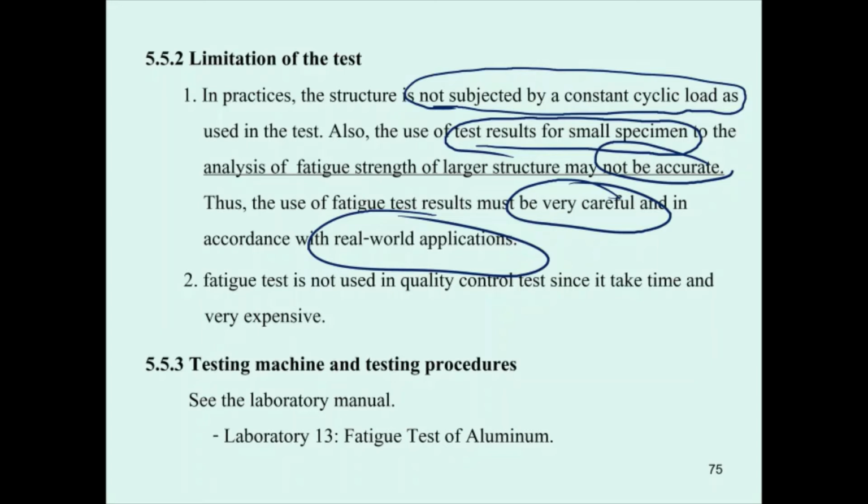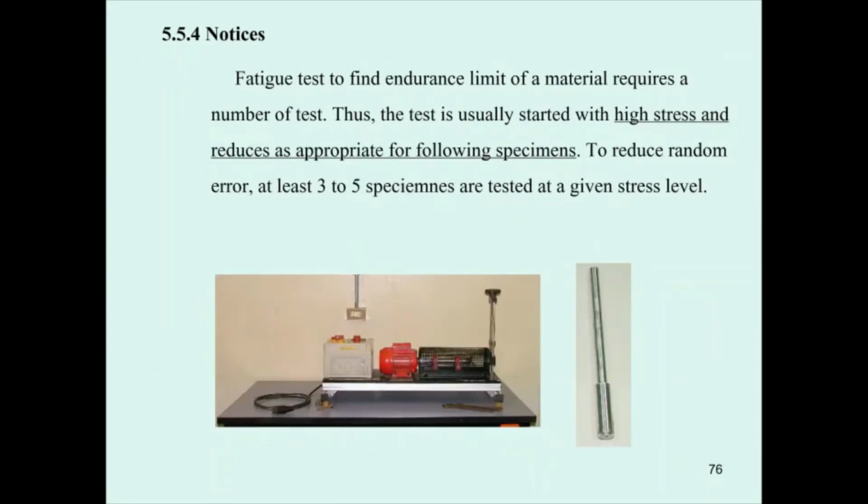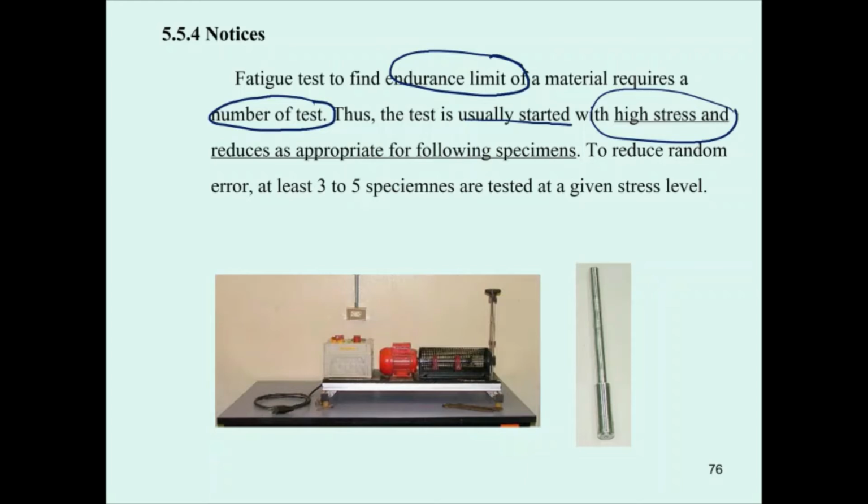The testing machine and testing procedure, we have only one test for the laboratory machine. Okay, fatigue test of aluminum, and just take a look at this laboratory manual. It should be noted that the fatigue test to find the endurance limit requires a large number of tests, and it is going to be very expensive. Okay, the test usually starts with a high stress, so we will know the failure very quickly. Then the stress is reduced.